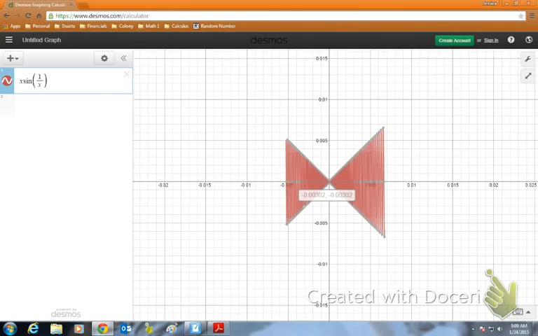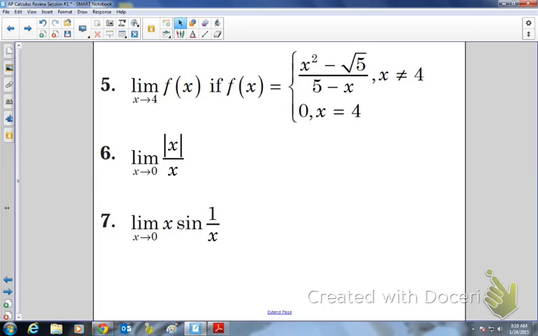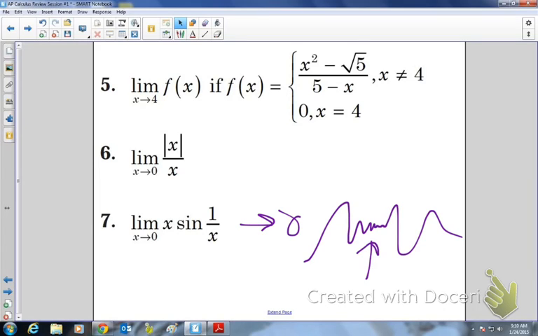I know that's probably a little confusing. That's right. So yeah, this last one down here is going to 0. It is oscillating the more you zoom into it, but it's oscillating at the point at 0. So that's why it would equal 0. All right, next.